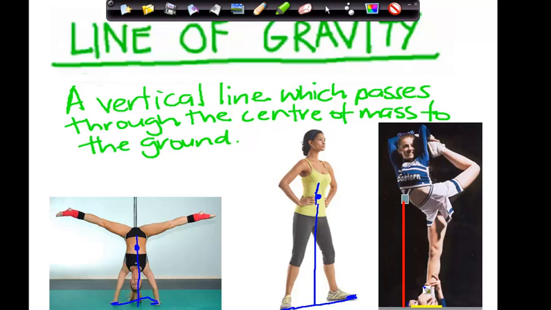Alright, so those are the three main important things to remember: base of support, line of gravity, and centre of mass.